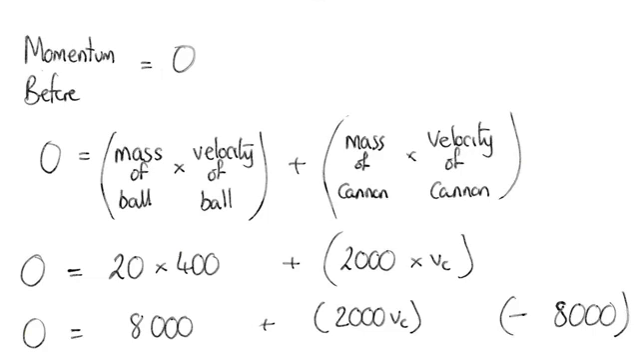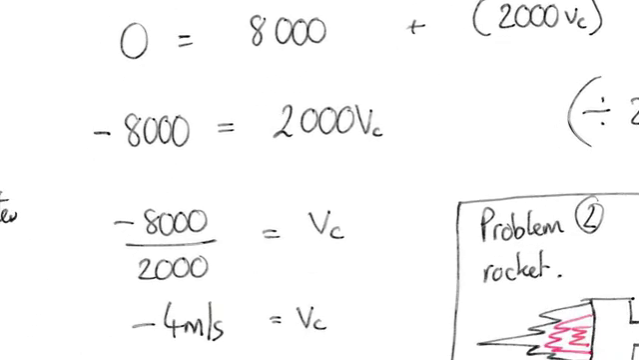If we look now at the third line down, we said 0 equals 20 times 400. 20 is the mass of the ball. 400 is the velocity of the ball. So 20 times 400 is 8,000. You can see that beneath. Plus, now you look at the momentum of the cannon. It's 2,000 kilograms times the velocity of the cannon. We don't know what the velocity of the cannon is, so we just put down VC. So underneath it, you see written down 2,000 VC. Now at the top, I've got 0, which is the momentum before and also the momentum after, equals 8,000 plus 2,000 VC.